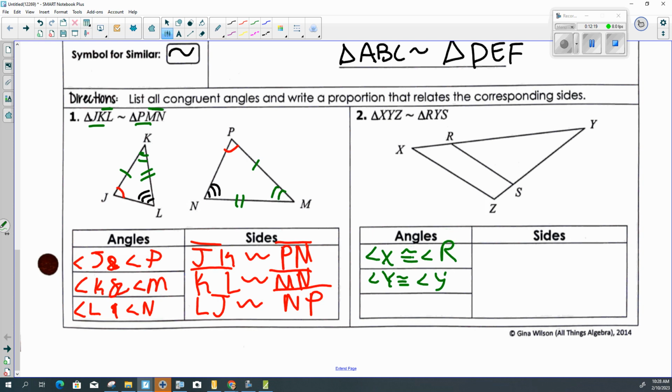Do you guys feel like this one is more obvious than this one with rotating and reflecting? Okay. The last one is angle S is congruent to angle Z.